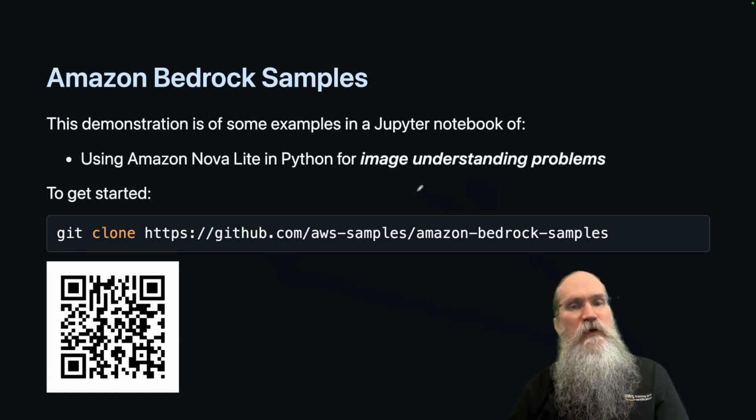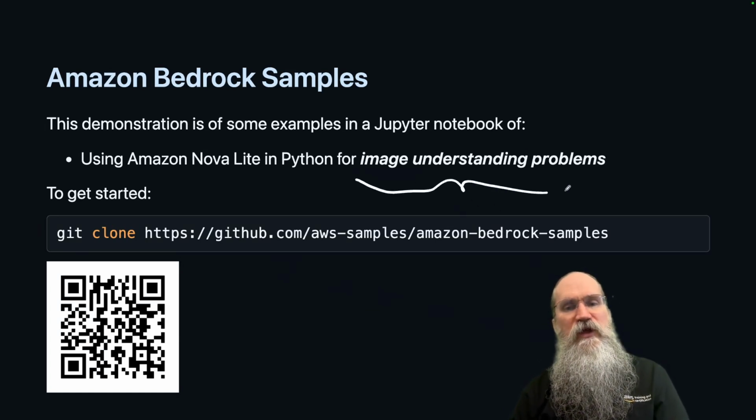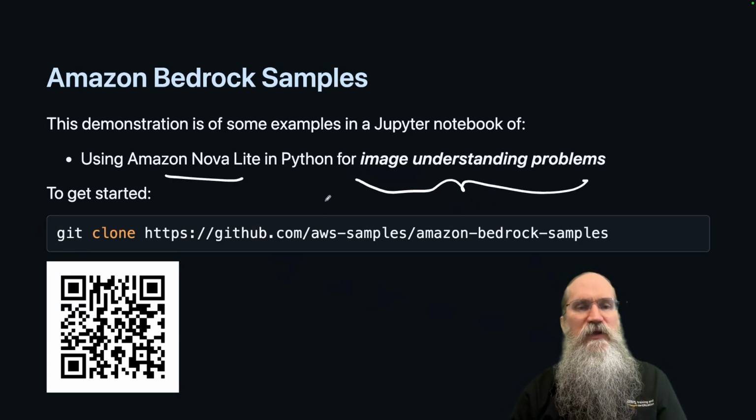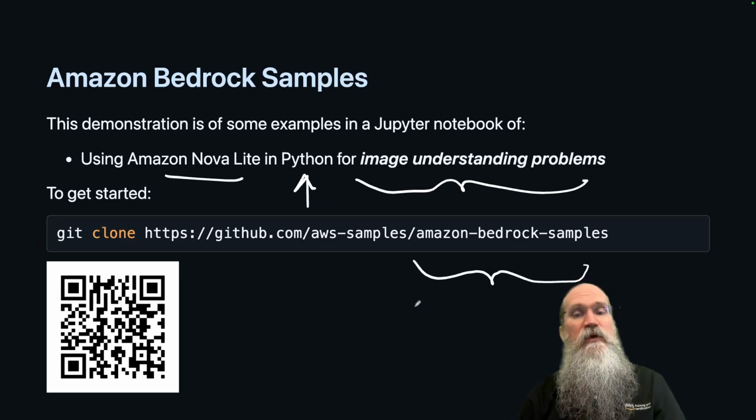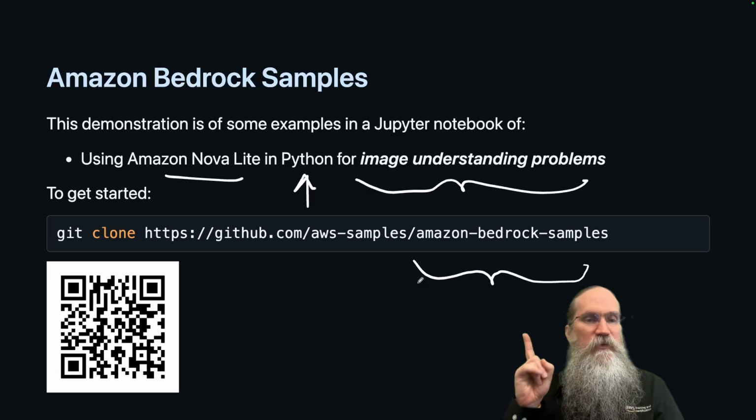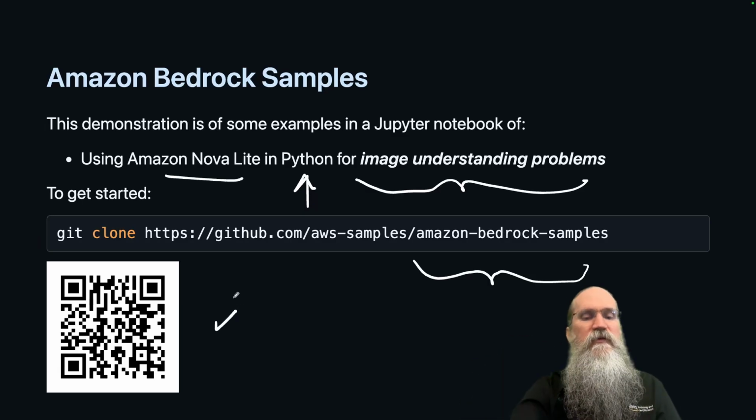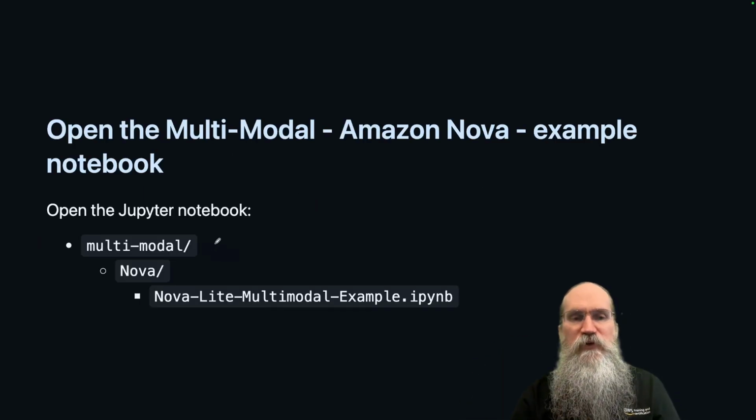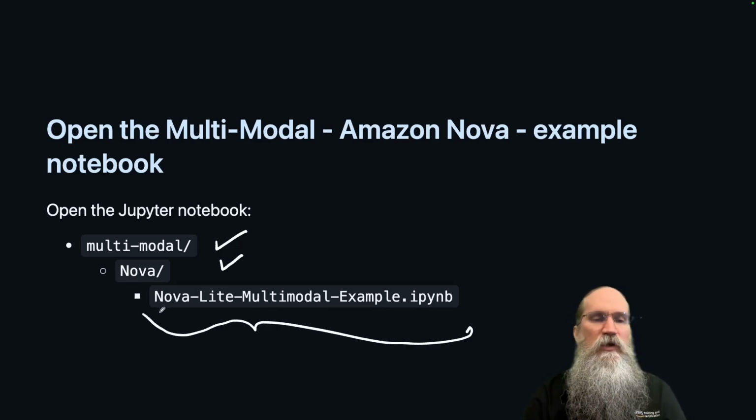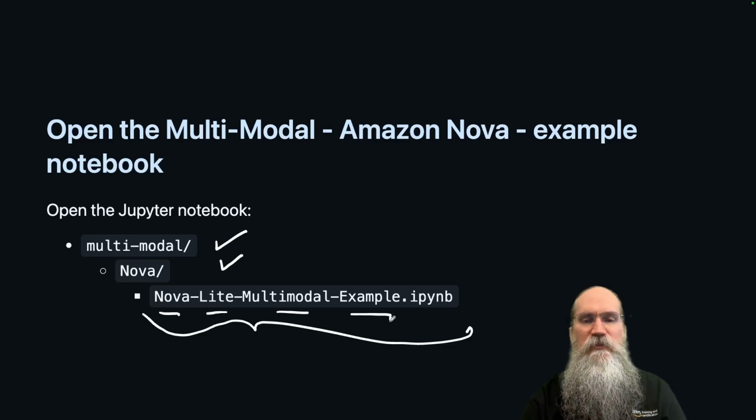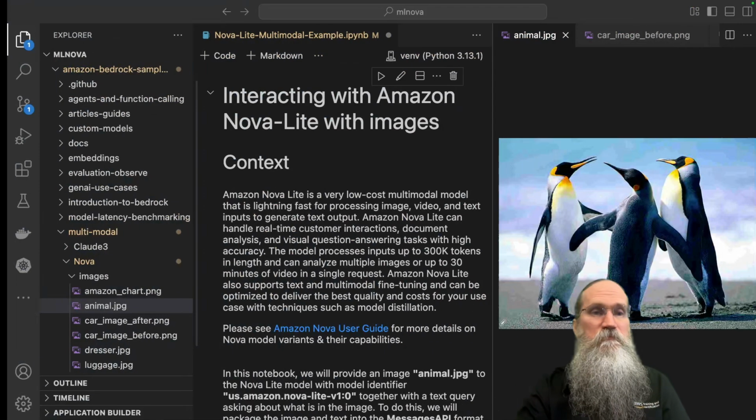Have you ever wondered how you could do some image understanding with Amazon Nova Lite in Python? If so, please check out this GitHub repo, Amazon Bedrock samples. QR code over there, link in the description. Once you've cloned that repo, go and navigate into Multimodal Nova and then open the Jupyter Notebook Nova Lite Multimodal example. Let's take a look.